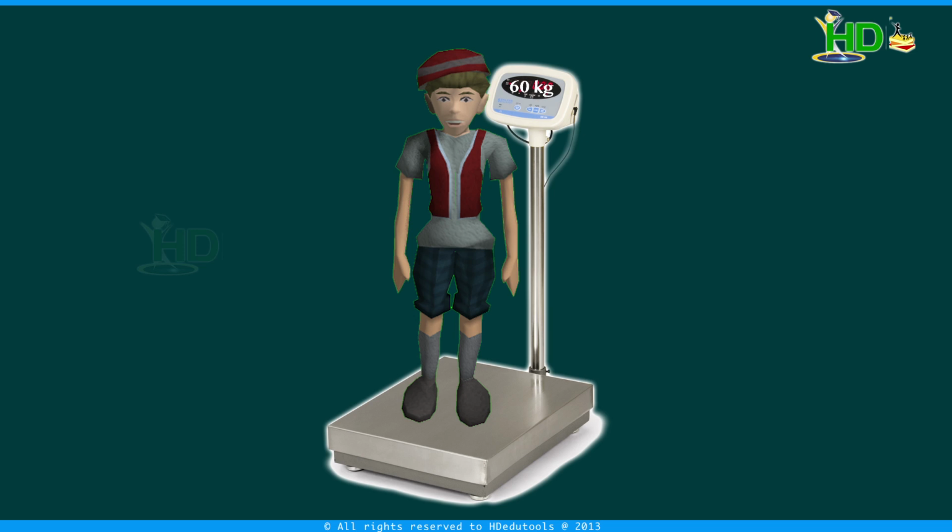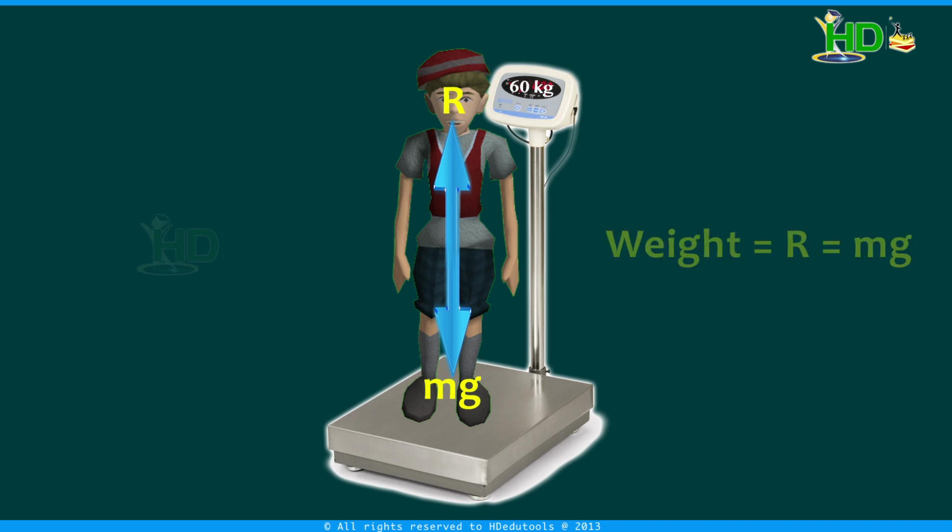When you are standing on a weighing machine, your weight is acting vertically down. This is the action on the floor of the weighing machine, and the normal reaction due to this floor is acting vertically up. This is the normal reaction. At equilibrium, when the weighing machine is stationary, R equals mg, that is, the upward force is equal to the downward force. That means whatever the normal reaction is, that is read as weight. The normal reaction is read as weight. When this weighing machine is stationary, the weight is nothing but mg.